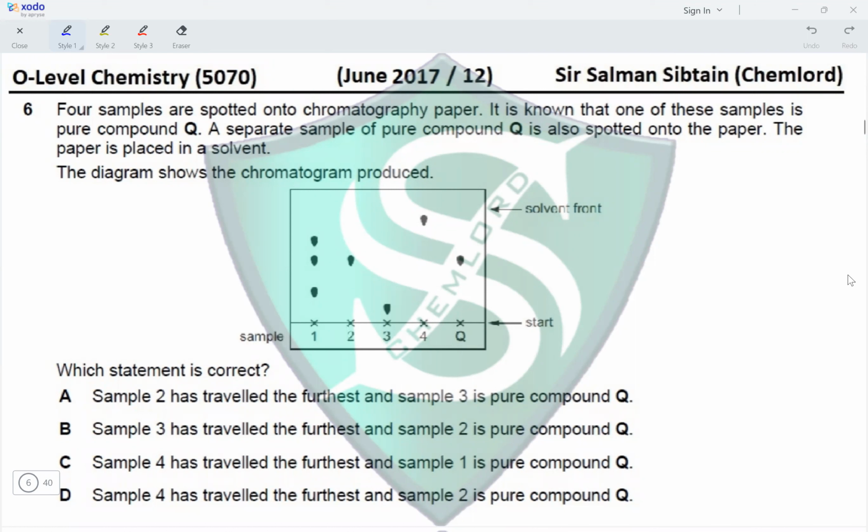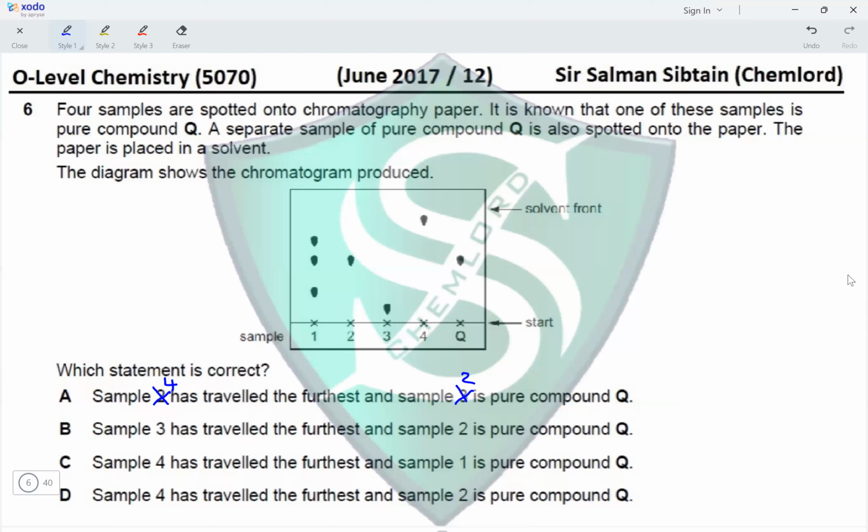So pure compound Q will only contain a single spot. So the single spot that travels the equal distance as compound Q is present in sample 2. So sample 2 has traveled the furthest? No, that would be sample 4. Sample 4 has traveled the furthest. And the sample 3 is pure compound Q? No, that is sample 2.